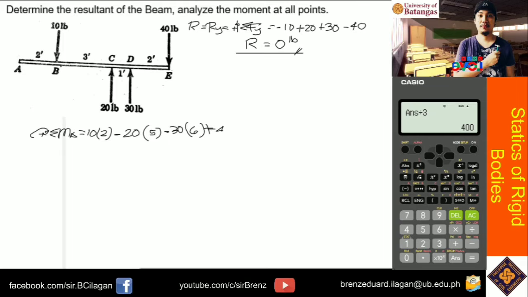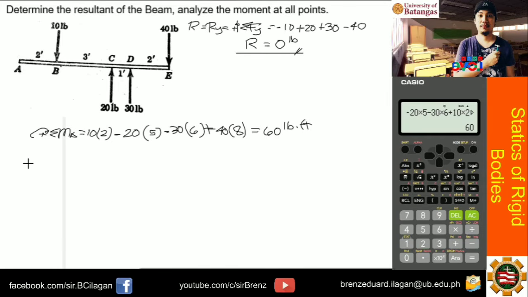So what will be the moment at point A? So pindutin lang natin sa ating mahiwagang calculus. So negative 20 times 5 minus 30 times 6. And nakalimutan ko pala yung ano na. So plus 10 times 2. Nakalimutan ko yung unang term. And then plus 40 times 8. So what will be the answer for that? So the value of your moment is 60 pound-feet.